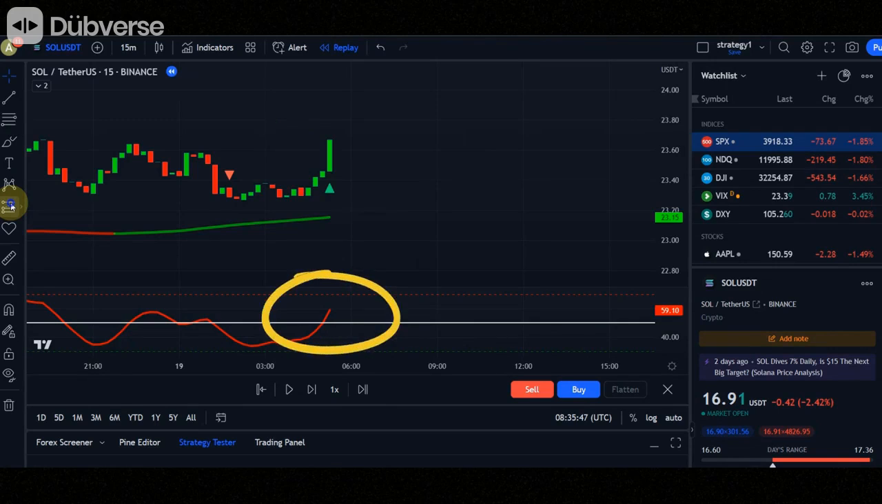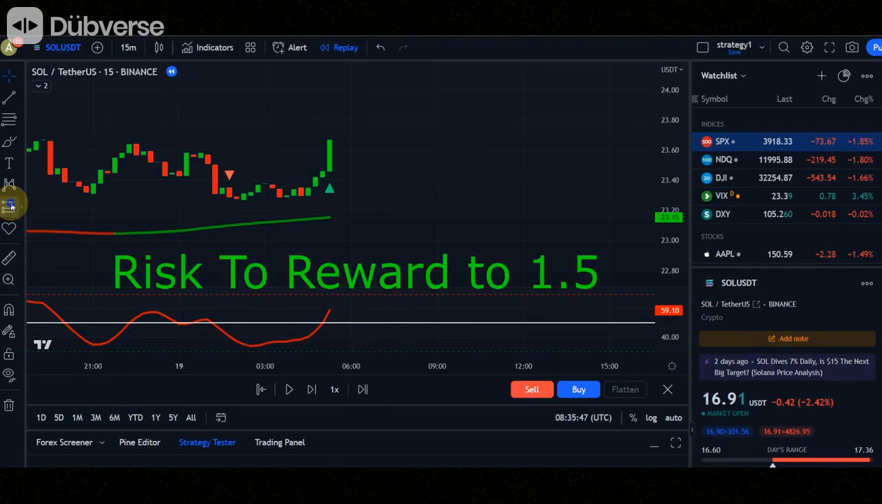Set risk to reward to 1.5. Now let's see the result together.